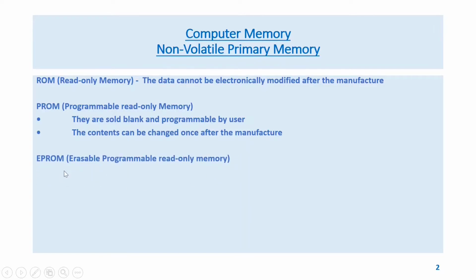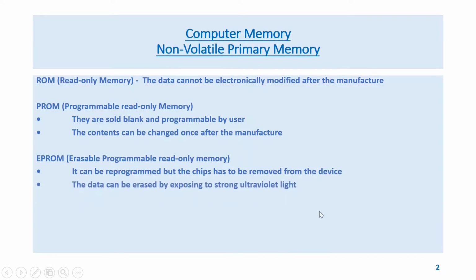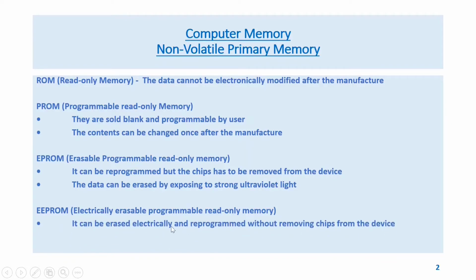And EPROM, erasable programmable read-only memory. It can be reprogrammed, but the chip has to be removed from the device. The data can be erased by exposing it to strong ultraviolet light. In case of EEPROM, that is electrically erasable programmable read-only memory, it can be erased electrically and reprogrammed without removing the chip from the device, and it can be erased a certain number of times.